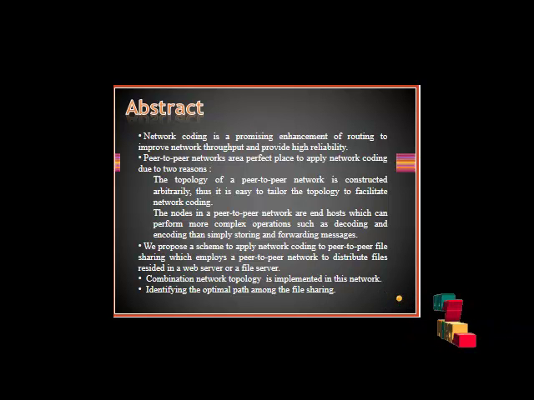The topology of a peer-to-peer network is constructed arbitrarily, so it's easy to tailor the topology to facilitate network coding. The nodes in peer-to-peer networks are end hosts, which can perform more complex operations such as decoding and encoding, rather than simple storing and forwarding of messages.